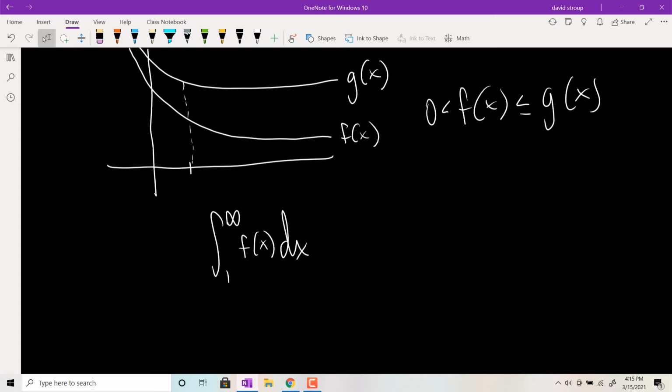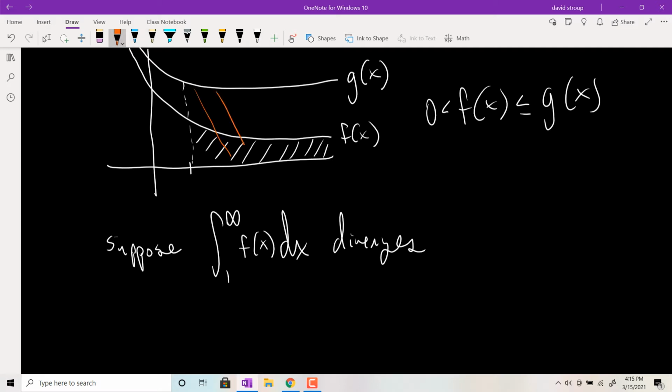Let's say that is divergent. So suppose this is true. In that case, what is that saying? Well, it's saying if you try to add up the area underneath the curve of f of x from 1 to infinity, you're going to get a huge amount. And no matter what amount you give me, it's going to be bigger than that, right? So what does that tell you about the area underneath the graph of g of x, which is all of this?